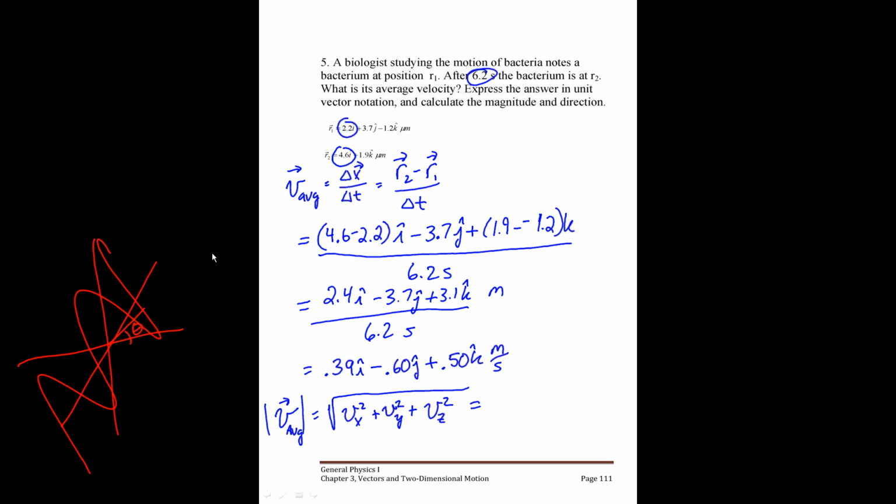So this is going to be the square root of 0.39 squared plus 0.6 squared, actually plus negative 0.6 squared, which is a positive number, plus 0.5 squared, and these should have zeros after them, and that gives me 0.87 meters per second.